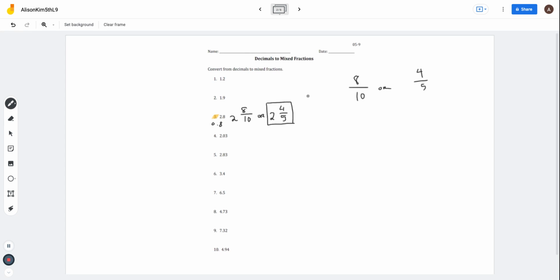So for this one, mixed numbers, it has a whole number and a fraction because mixed fractions consist of a whole number and a fraction. So once again, remember that the number in front of the decimal is your whole number, so you don't need to worry about converting that into a fraction unless it says improper fractions.